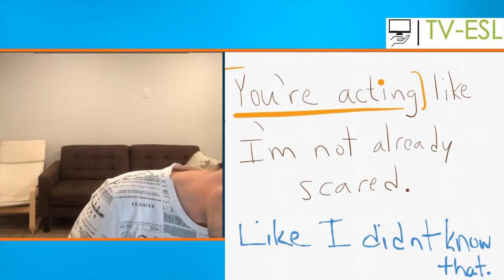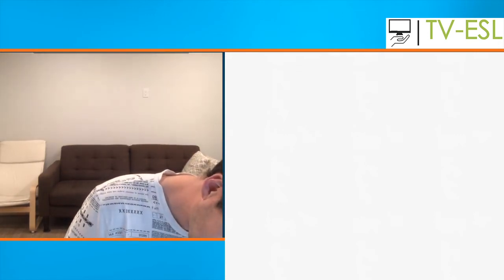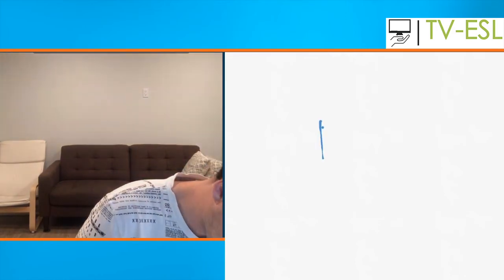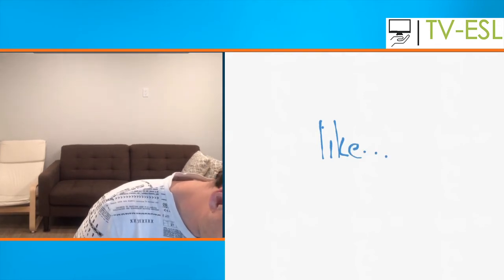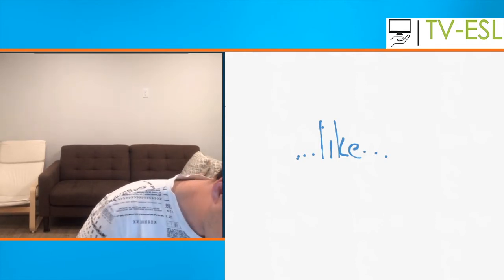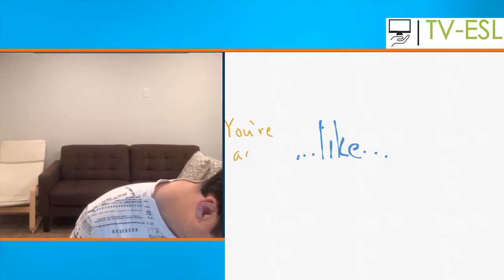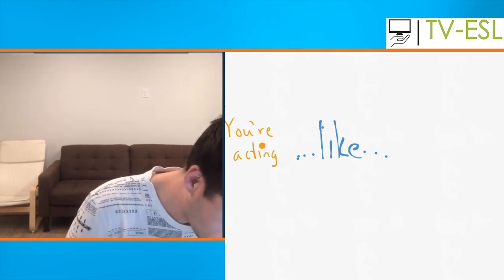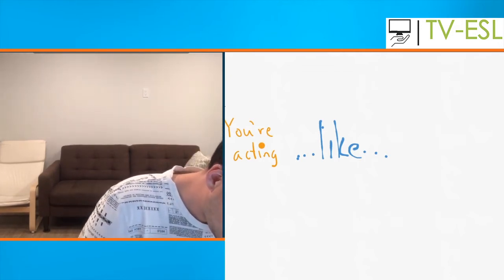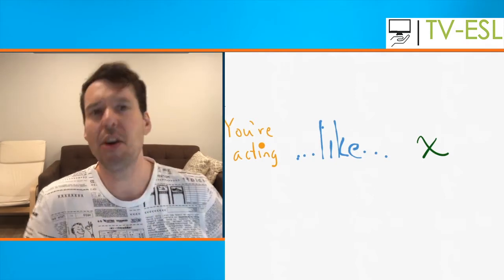So let's try to break this down into a more visual formula. And we will stick with this guy. It's going to be like, and on this side is a sort of hidden but never said, you're acting. I don't know why it makes such a huge dot. You're acting like X, like something. So you're acting like I don't care.